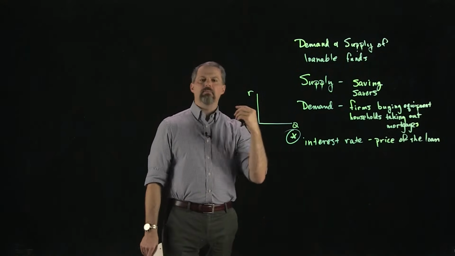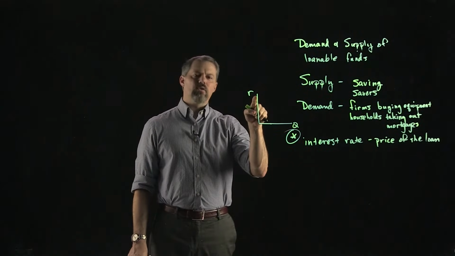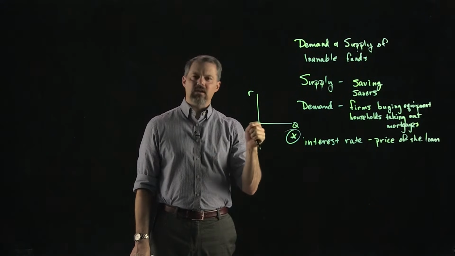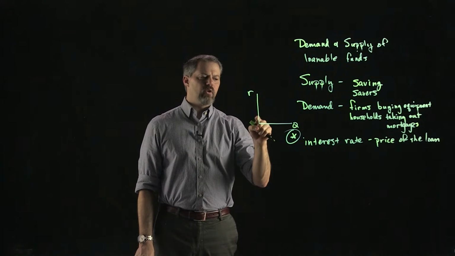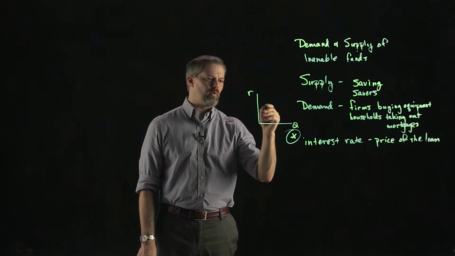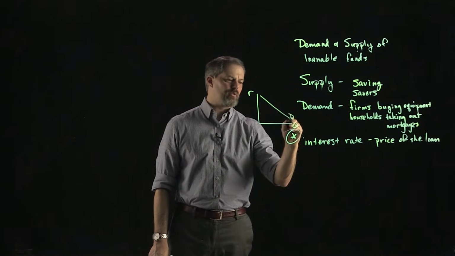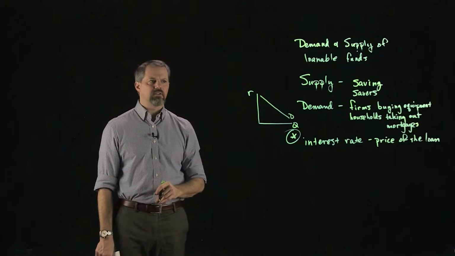If you think about the demand for loanable funds, the higher the price of the loan, all other things equal, the smaller the number of dollars that people want to borrow. And the lower the price of the loan, all other things equal, the higher the quantity of dollars that people want to borrow. So the demand curve for loanable funds looks like we would expect a demand curve to look.